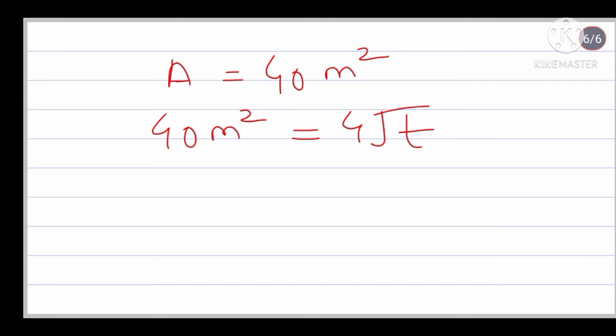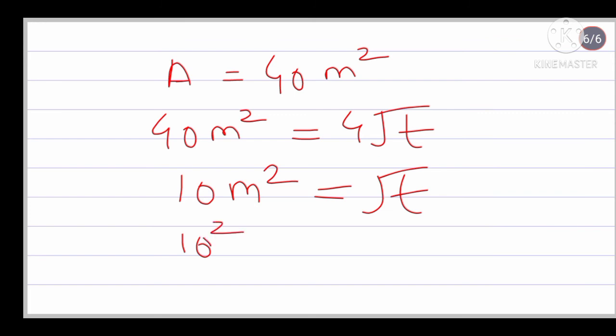By using this calculation, this 4 will go into the denominator and cancel. So it will become 10 meter square, this is 40 divided by 4, equal to under root of t. Now taking square on both sides. Now how will we cancel the square root? By taking square on both sides. So it becomes 10 square meter raised to power 4 equal to t.